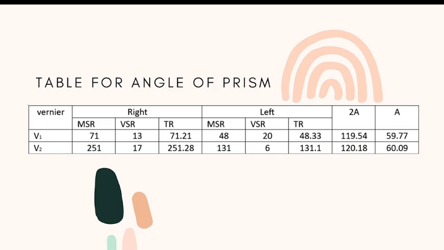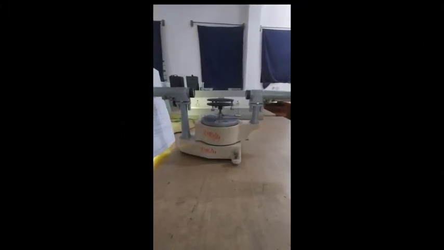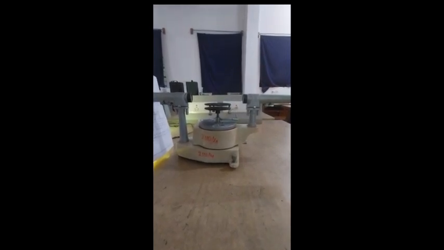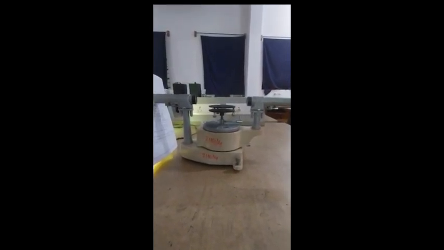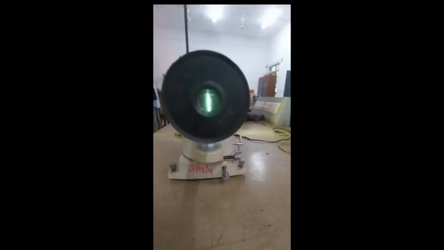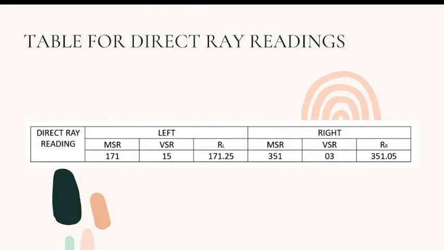But whereas in V2 it has moved in the clockwise direction, we will be taking the difference of right and left to acquire 2A. For finding the second part, that is the direct ray reading, remove the prism from the prism table and then adjust the telescope in such a way that you can see the direct ray, or the light that is emitting from the collimator. See, like this, the light will appear in the telescope. These are the direct ray readings of verniers V1 and V2, that is right side and left side.